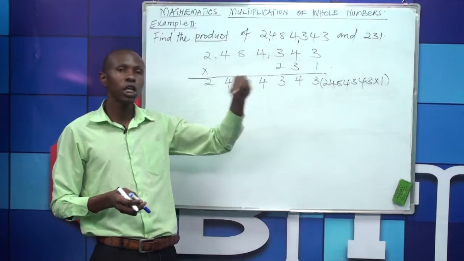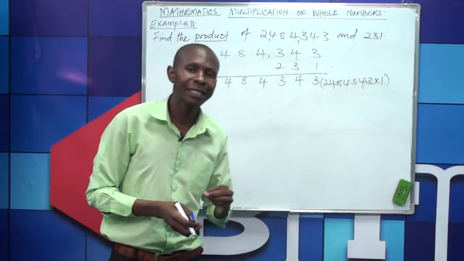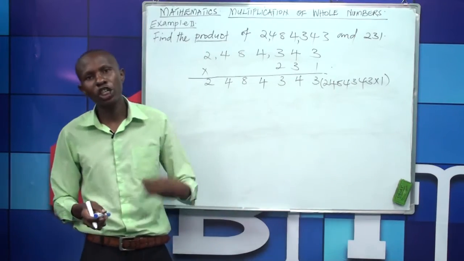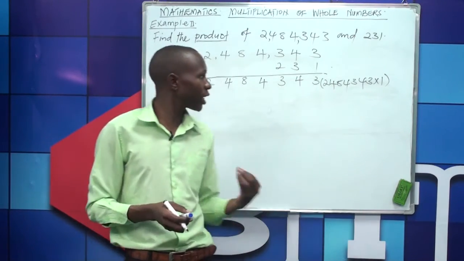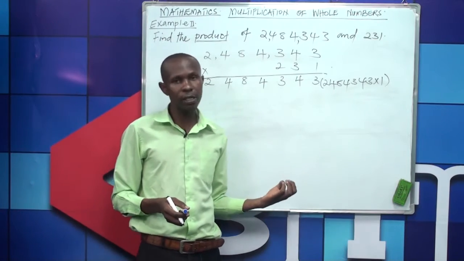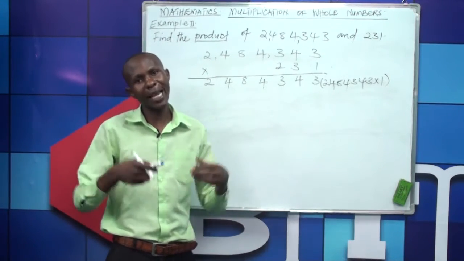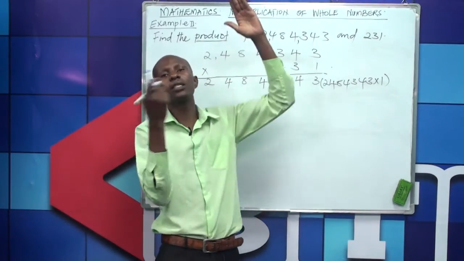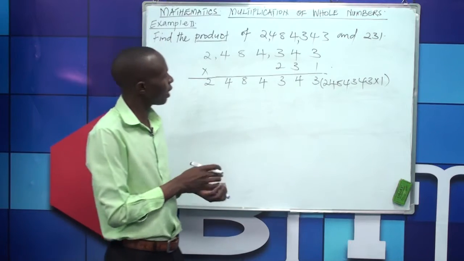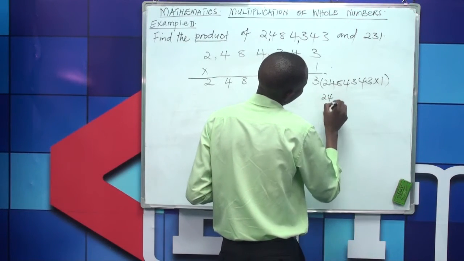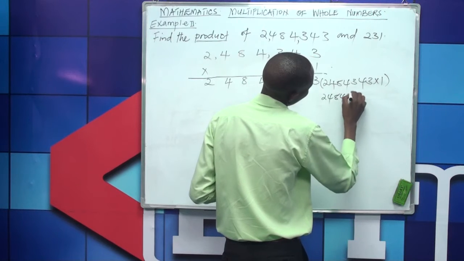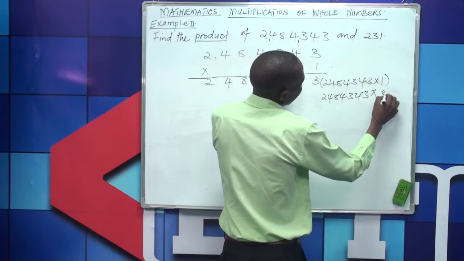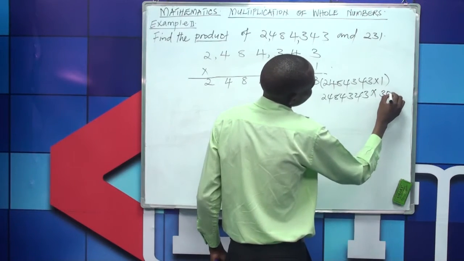I've used the first digit, so we are going to the second digit. And which place value does the second digit belong to? Definitely it belongs to the tens. Now if it belongs to tens, then what does it mean? We can't multiply in thousands, we can't multiply in hundreds. We have to multiply the number within the limit of tens. Okay, so I'll have my number as 2,484,343 times. Now we come to 3, but under which place value? Tens. So I'll have to multiply this by 30.